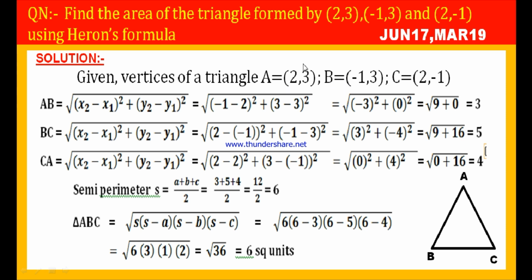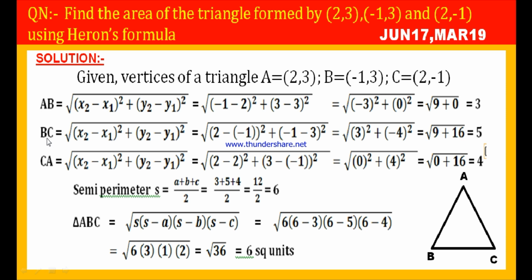(x2 - x1) whole square: x2 is -1 and x1 is 2, so (-1 - 2) whole square plus (y2 - y1) whole square. y2 is 3 and y1 is 3, so (3 - 3) whole square. -1 minus 2 is -3 whole square, and 3 minus 3 is 0 square. -3 whole square is -3 into -3, which is plus 9, plus 0, root over 9, that is equal to 3 units.